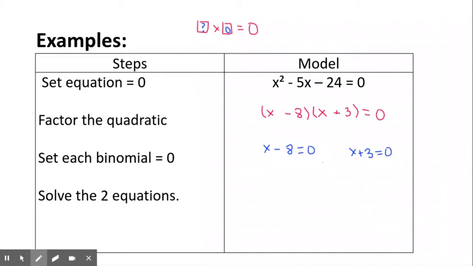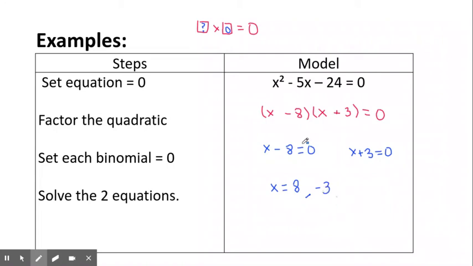So the last part to this, if I'm trying to tell you what x equals, it would be solving these two equations. To solve this equation, it's one of those quick one-step equations. You would want to add 8 on both sides, and you get x equals 8. And then for our other equation, you would want to subtract 3 on both sides to cancel out that plus 3, and that would give you x equals negative 3. So I'm just going to say comma negative 3.